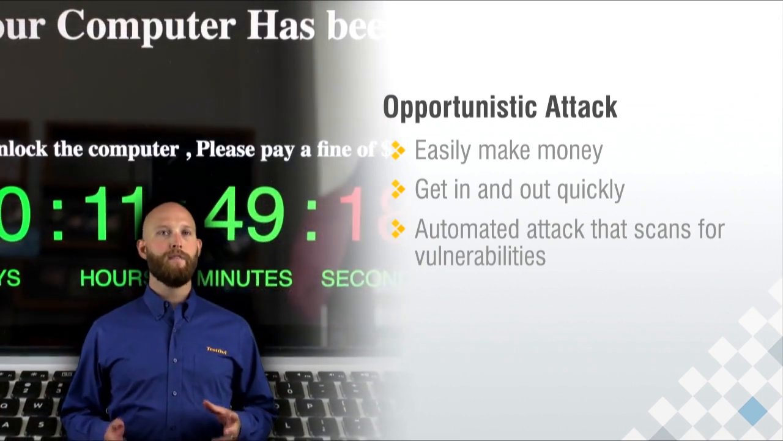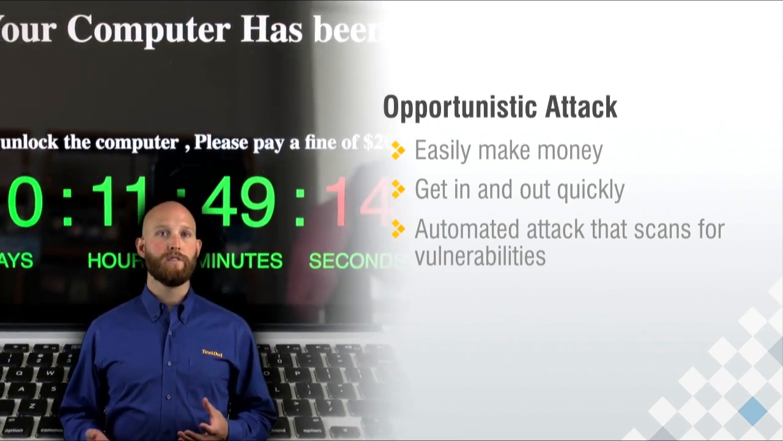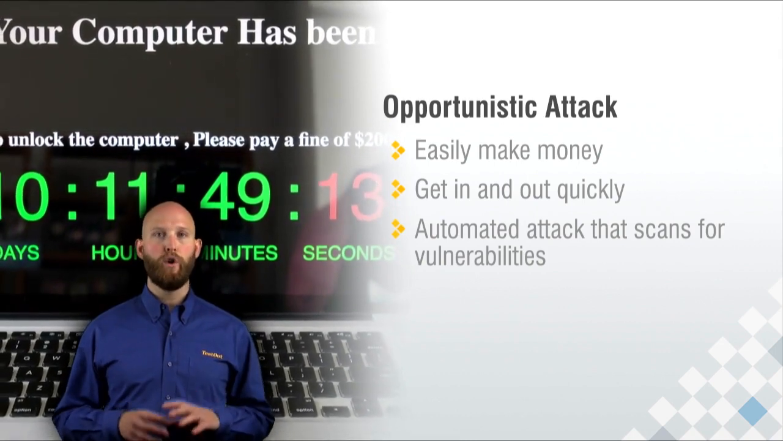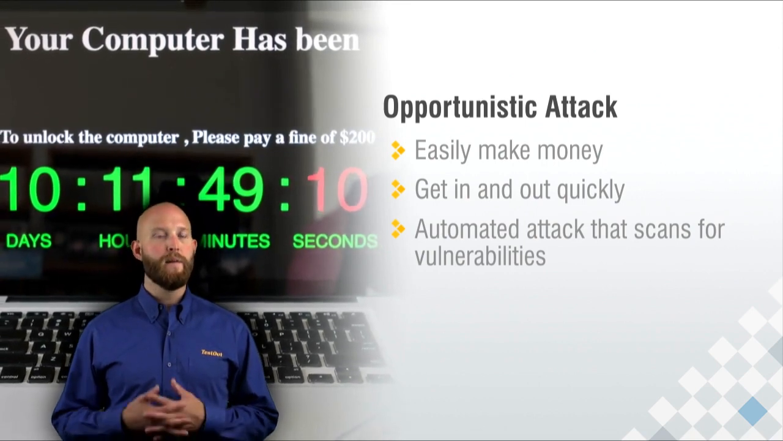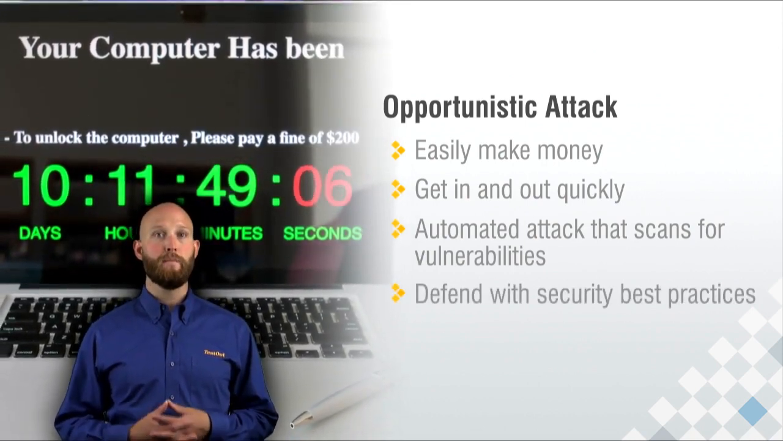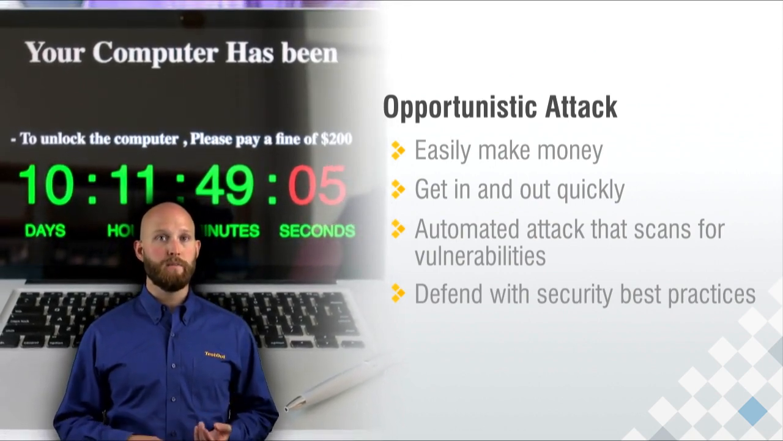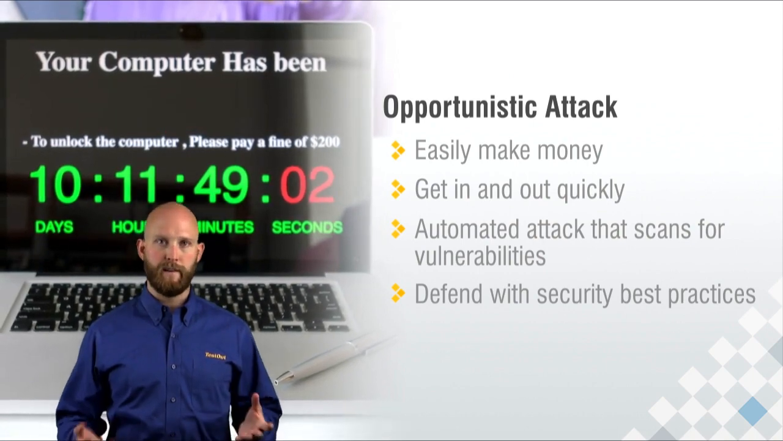A common example of an opportunistic attack is ransomware. An attacker will gain access to a system, plant a virus that encrypts all user data, and demand a payment for decrypting the data. The best way to protect against opportunistic attacks is to follow security best practices. Keep systems up to date, close all unused ports, disable unused services, etc.